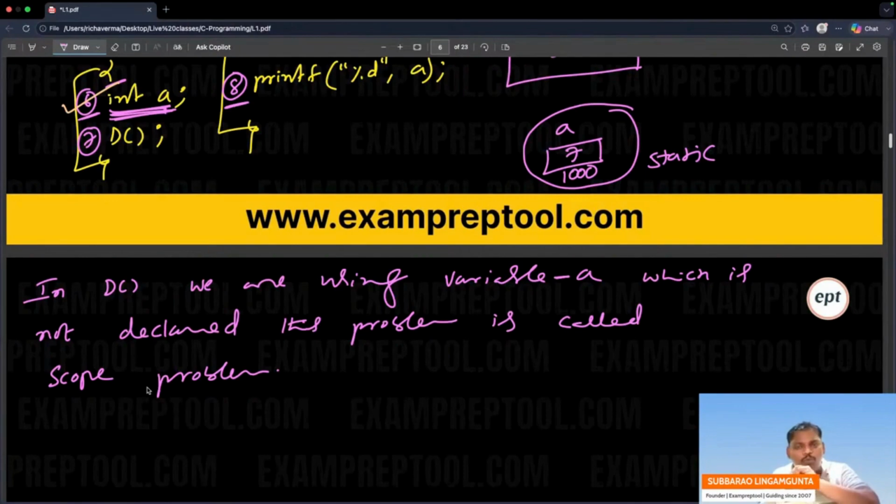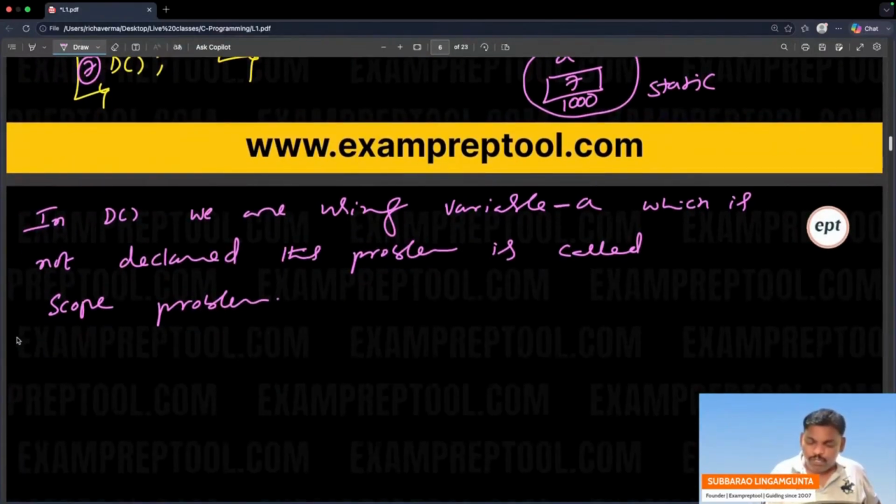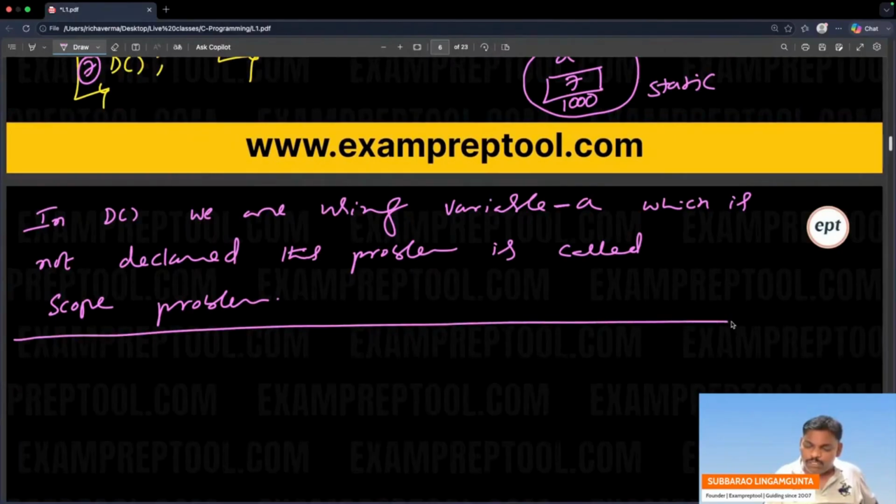Remember, in every programming language, there is one rule: without declaring a variable, don't use it. This is the rule of the programming language. Without declaring any variable, don't use it.